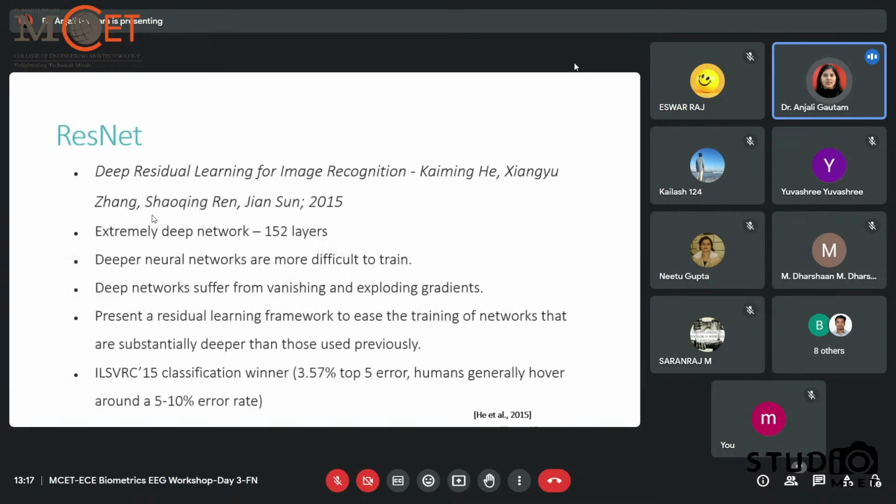So this architecture came again in the same 2015. But it contained 152 layers. 152 means a large number of layers. Till now we have seen 16 layers, 8 layers, 16, 19 layers, then 22 layers. So this is a 152-layer network, which is extremely deep.